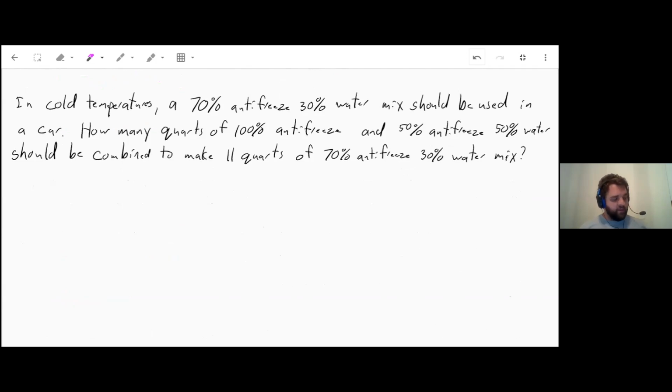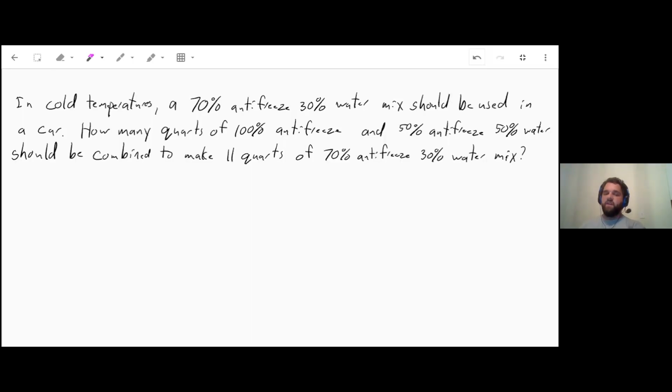Let's do one last problem. So in cold temperatures, a 70% antifreeze, 30% water mix should be used in a car. About how many quarts of 100% antifreeze need to be mixed with a 50-50 antifreeze water combo to make 11 quarts of a 70% antifreeze, 30% water mix?